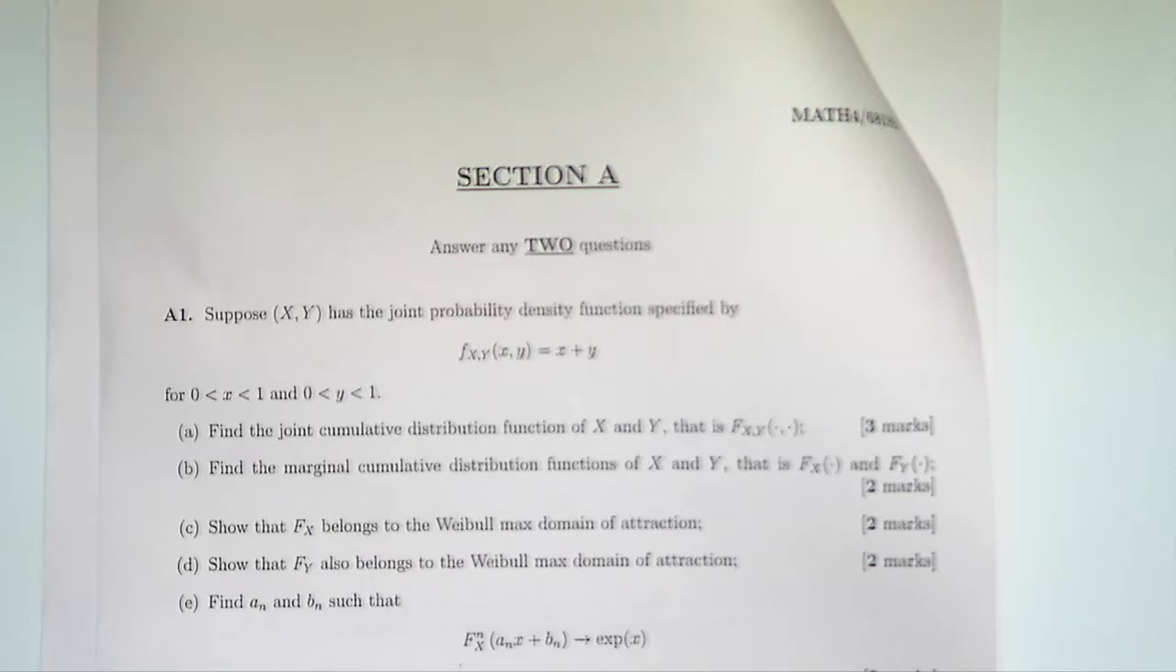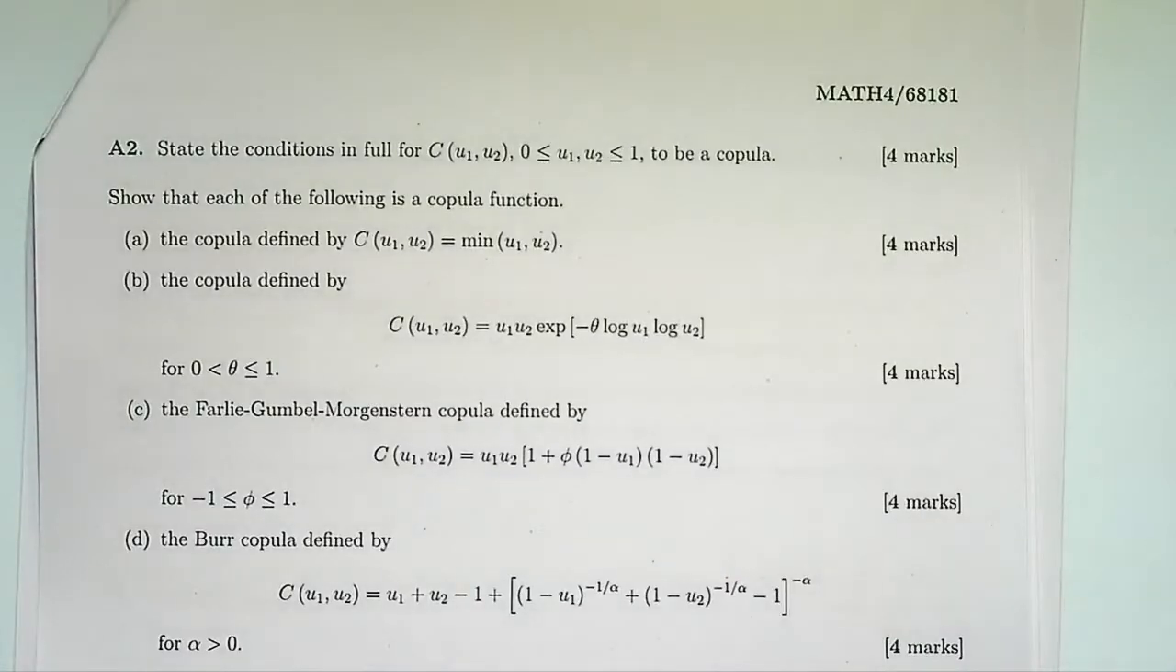So given a joint density or joint CDF or joint survival function, you'll be asked to determine the corresponding bivariate extreme value distribution if it exists, right? Okay, and that's the first question. The second question in section A will be on copulas, right? This is, I hope you can see this. If not, is it a Zoom problem? All right, okay. Yeah, the second question in section A will be on copulas.